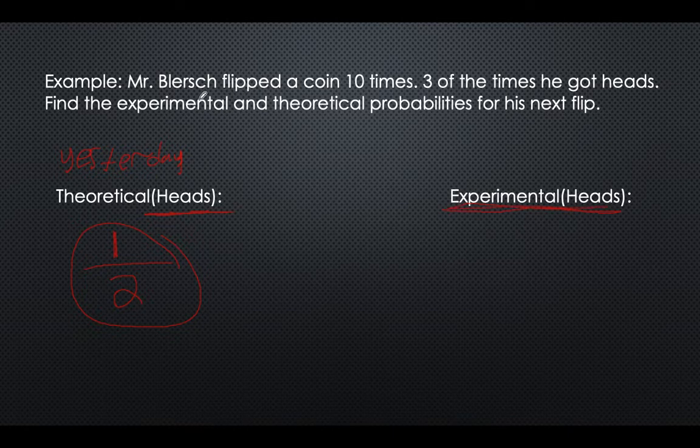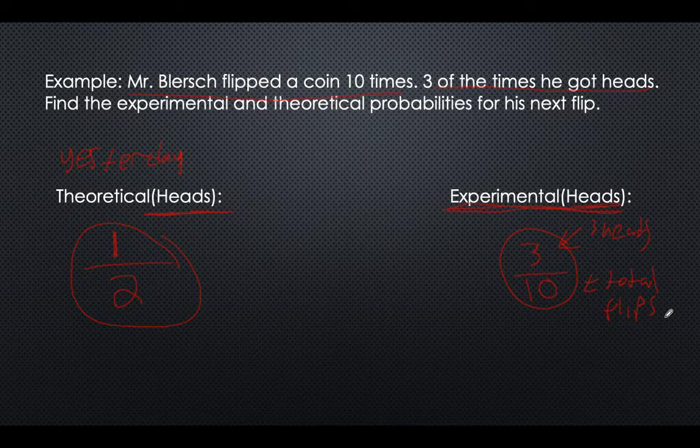Experimental, however, deals with the experiment. So the total number of times that he flipped a coin was 10 times. 3 of the times he got a heads, right? So in the experiment, 3 times he got a heads, and there's 10 total. So that would be your experimental probability of getting a heads, 3/10. Within the experiment, he got 3 heads, and these are the total flips.